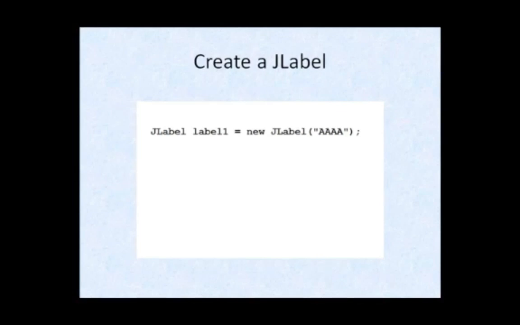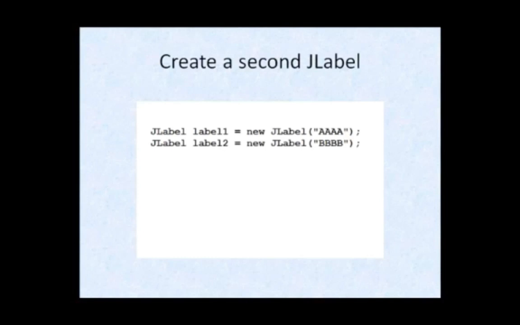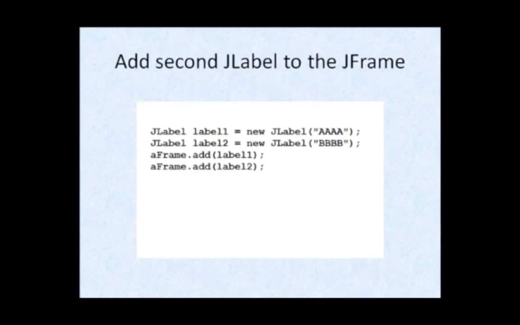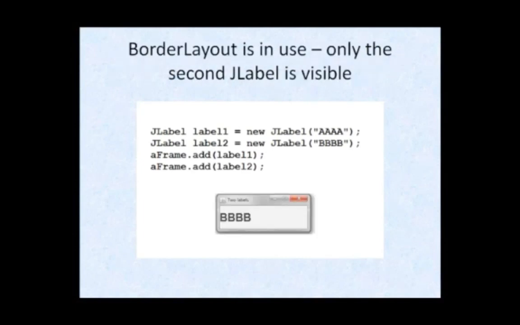Suppose you create a JLabel named Label1 and put some A's in it, and then create another JLabel named Label2 and put some B's in it. If you add label 1 to a frame and then add label 2 to a frame, and you don't explicitly use any layout manager, you'll use border layout. And label 2 will obscure label 1. The label with the B's will be on top of and hiding the label with the A's.